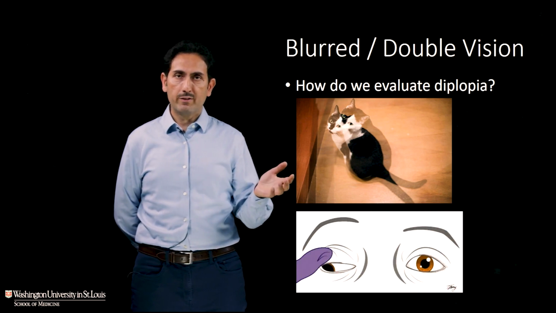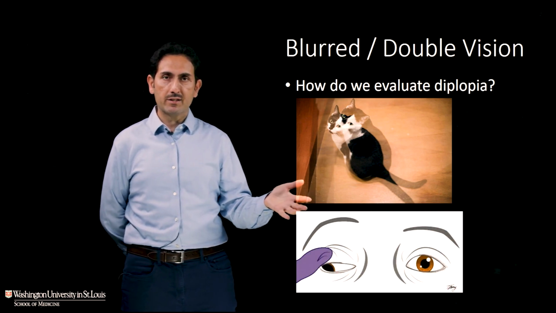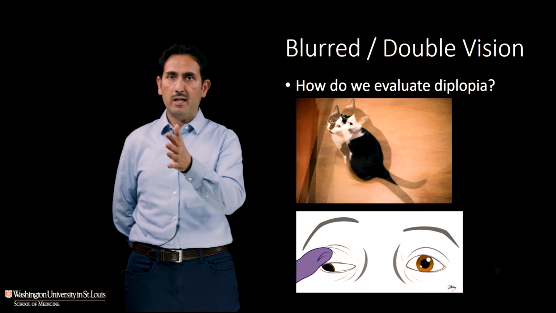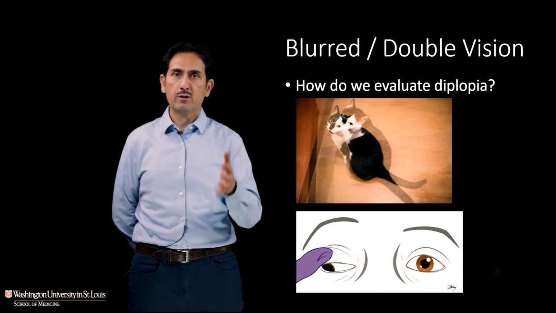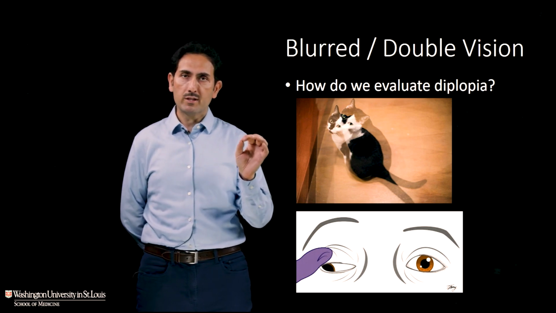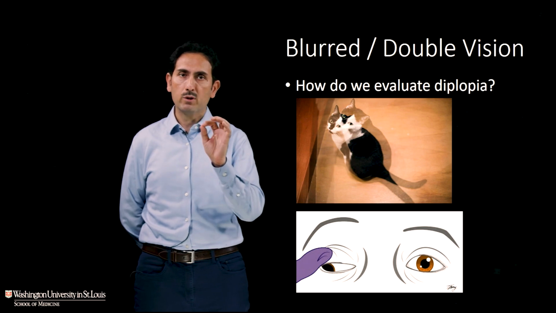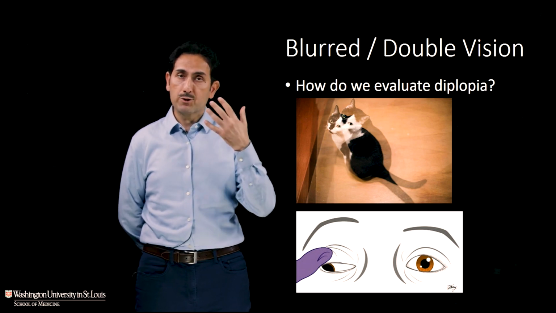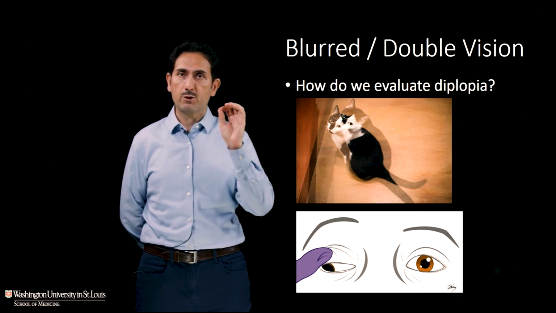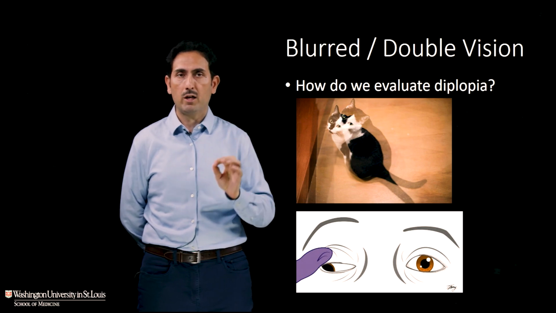The other thing to be evaluated is what is the position of the eyes in primary position. Are they aligned? Is one eye out or in or down? And also, what's the pupil size? The presence of a dilated pupil and droopy eyes or ptosis can be also a sign that the third nerve is involved. And that's one of the common causes of double vision.